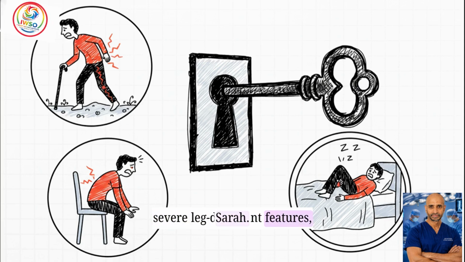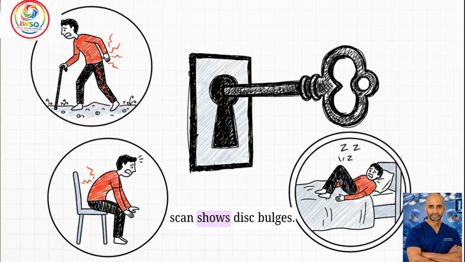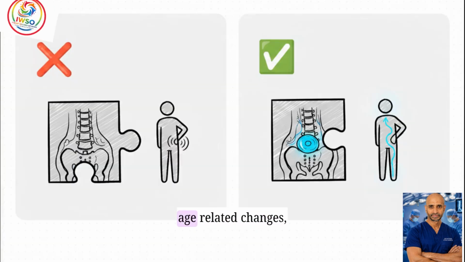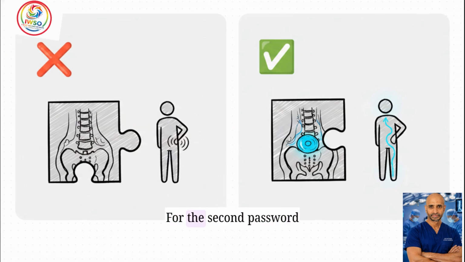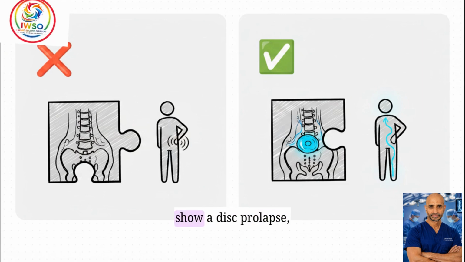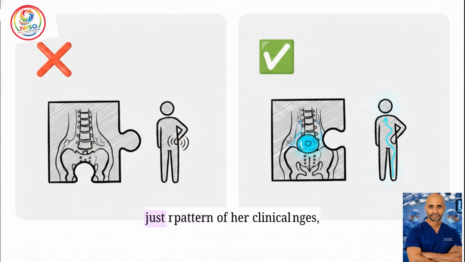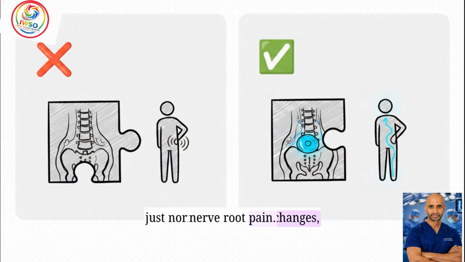Now, for the second password, the imaging must match the story perfectly. Imagine another patient, Sarah. Her MRI scan shows disc bulges. But look, we know these are often normal age-related changes, right? For the second password to actually work, her MRI scan must show a disc prolapse perfectly matching the exact dermatomal pattern of her clinical nerve root pain.